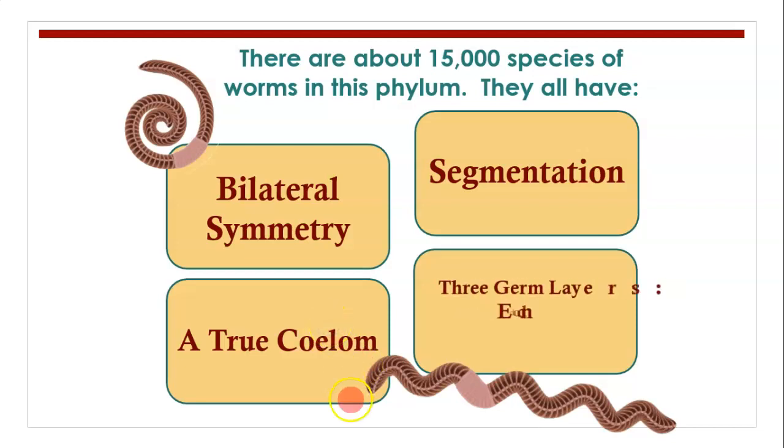So they also have three germ layers. All the worms have three germ layers. That's different than sponges and cnidarians. And just a reminder, those three germ layers are the endoderm, ectoderm, and mesoderm. Remember, the prefix endo means inside, the prefix ecto means outside, the prefix meso means middle.